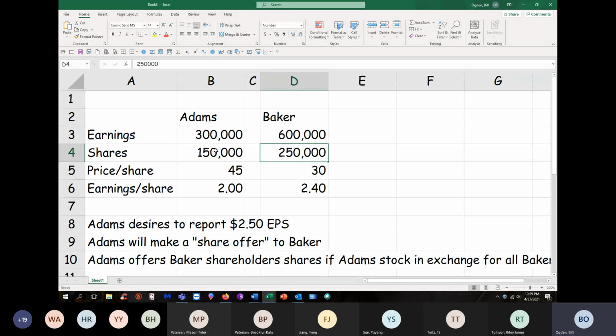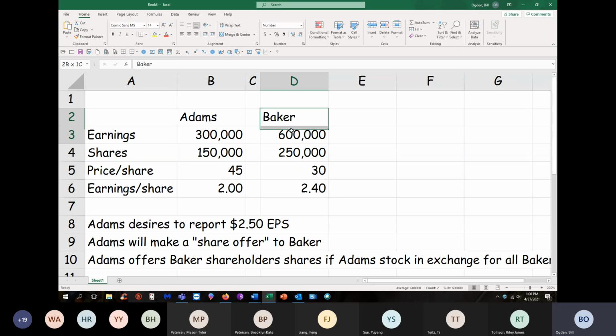So let's say you're a shareholder in Adams prior to this acquisition, to the share offer. Altogether, Adams shareholders have 150,000 shares. Once this merger is complete, they have those exact same shares. So they have their share certificates in their safety deposit box at their bank. Well, those are the same shares. They're still there. Nothing changed. However, the value of those shares could very well change.